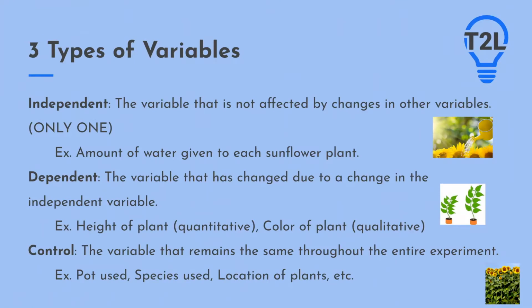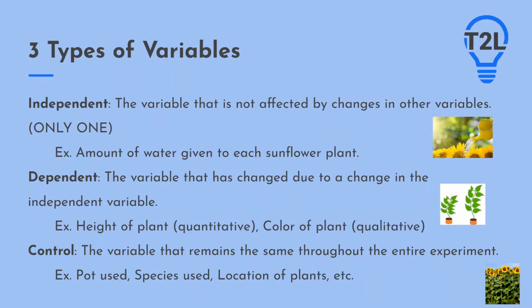So there are 3 main types of variables. First, there are independent variables, which are variables that aren't affected. They are the variables that you change. One example is the amount of water. Let's say I did an experiment on how water affects the growth of plants. The independent variable would be the amount of water I gave to each plant. And then the dependent variable is the one that changes because of it. Depending on the amount of water I give, what is the height of the plant? That would be a quantitative variable, a quantity. Or what is the color of the plant, which depends on the amount of water I give? That would be qualitative.